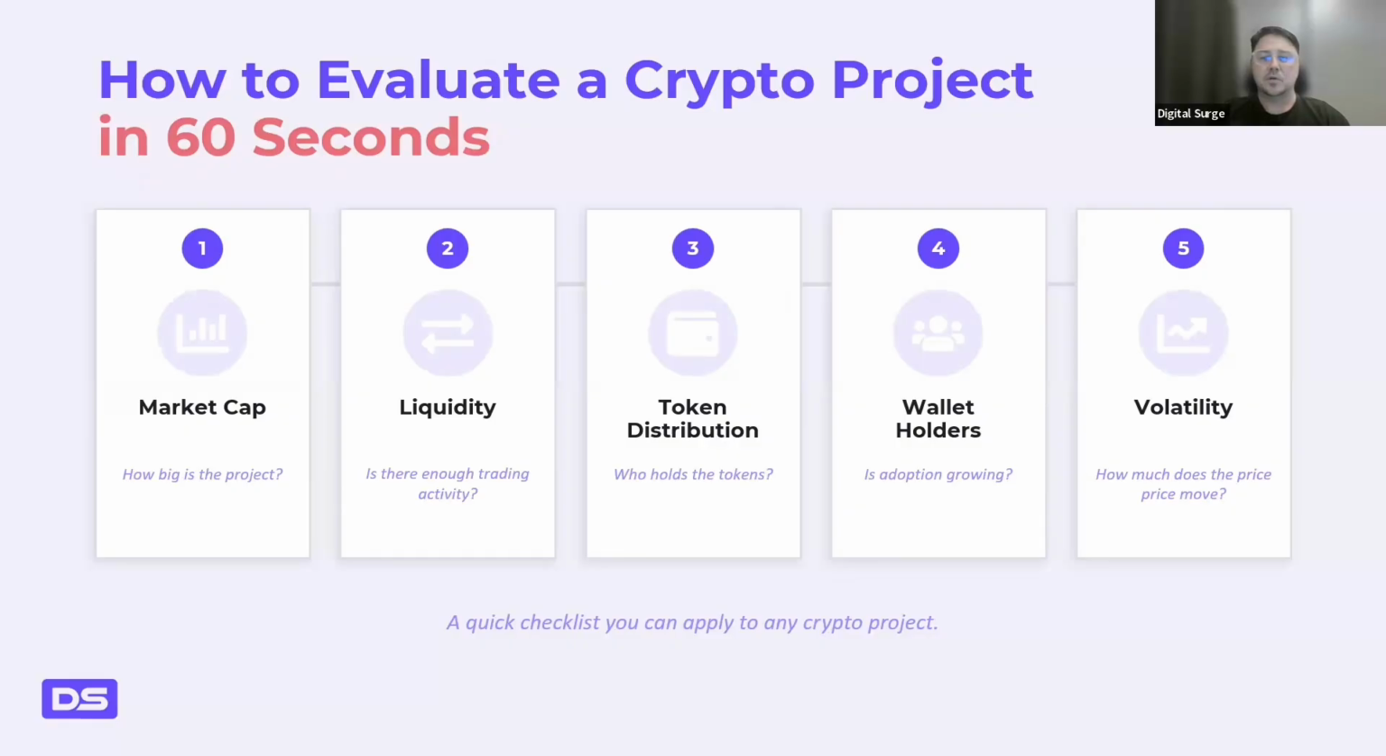Step 4, look at wallet holders. Is the number of people holding the token growing? Is it stable or is it declining? Growth can be a positive signal, while a sharp decline might warrant caution.